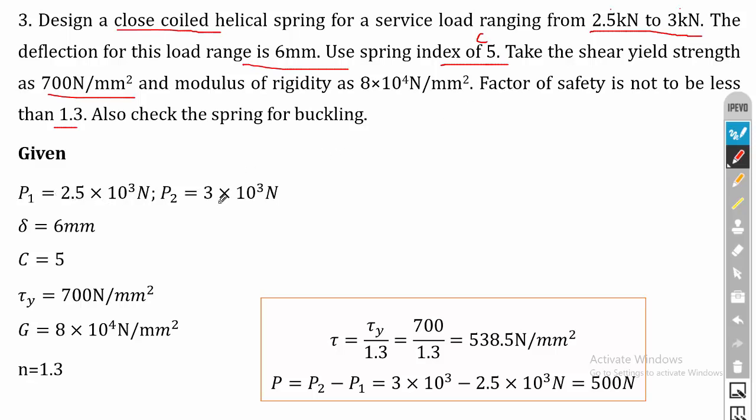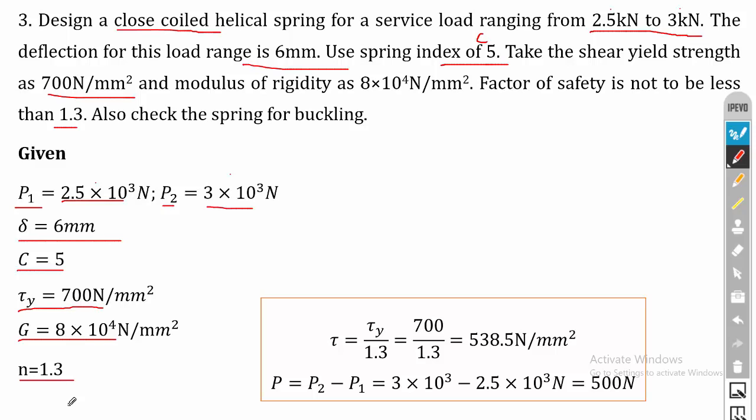Two loading conditions are given. The first load is P1, that is 2.5 into 10 power 3 Newton. Then P2 is equal to 3 into 10 power 3 Newton. Then del is equal to 6 mm. Remember that this del is the deflection from 2.5 kilonewton to 3 kilonewton. C is 5, then tau y is given, that is 700 Newton per mm square. Then G is 8 into 10 power 4 Newton per mm square. Then the factor of safety is 1.3.